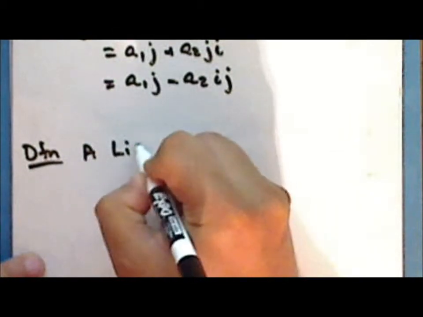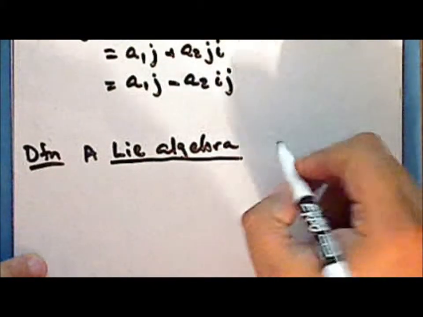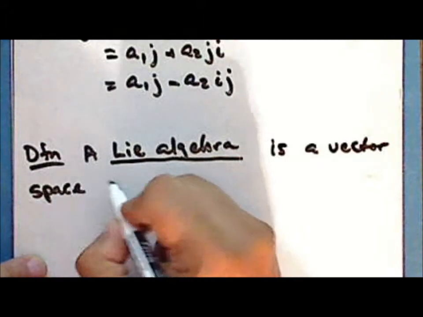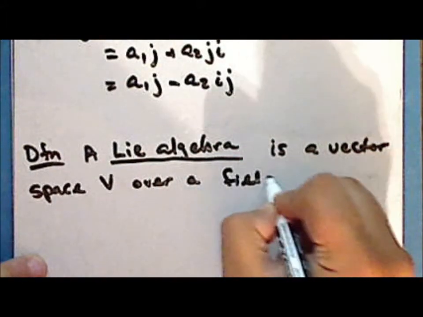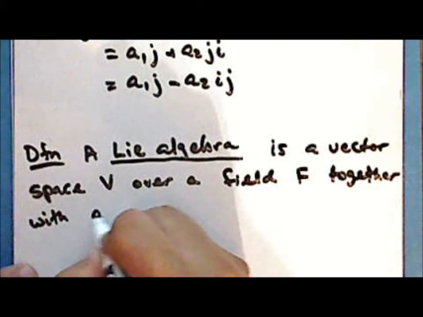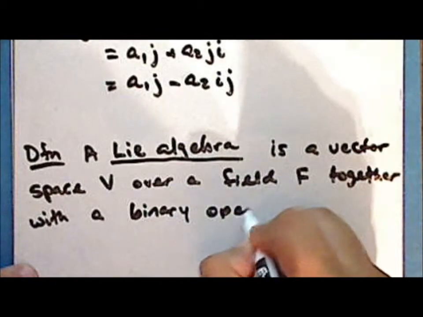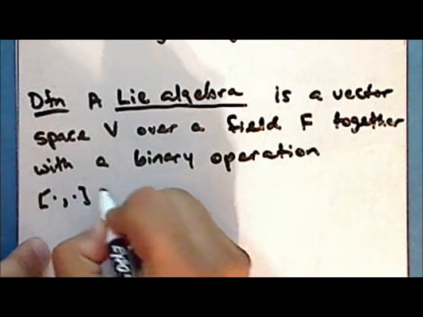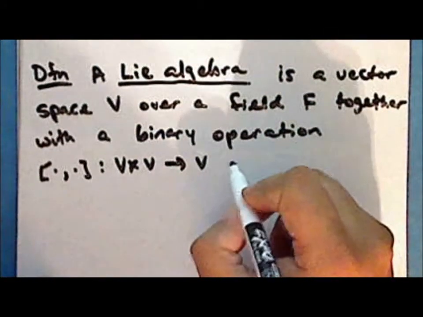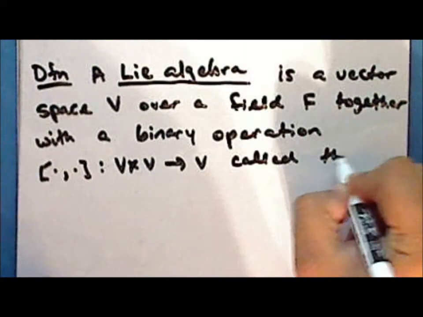Okay, so new definition. A Lie algebra, named after the Norwegian mathematician Sophus Lie, is a vector space V over a field F together with a binary operation, which we denote with a bracket, which is a map of ordered pairs of vectors back into the set of vectors. So it is a form of vector multiplication, and this bracket is called the Lie bracket.